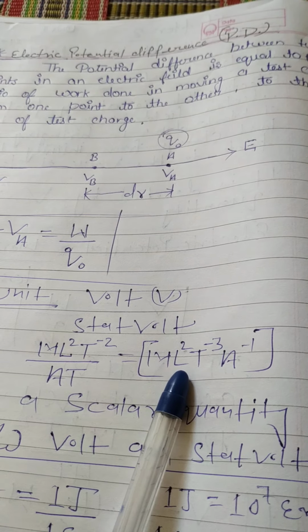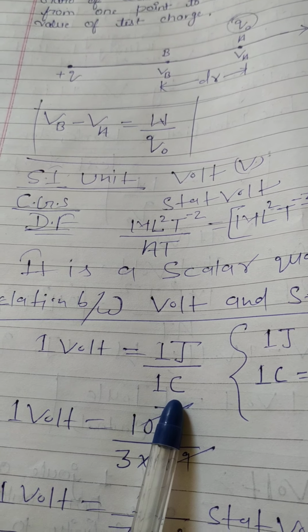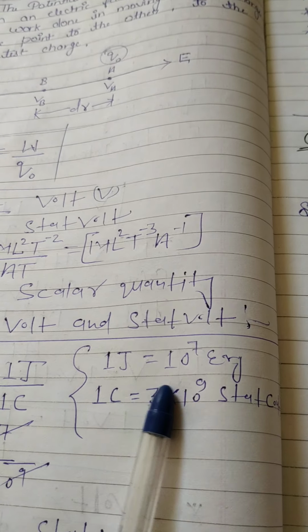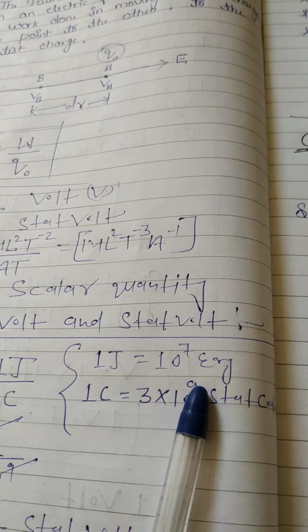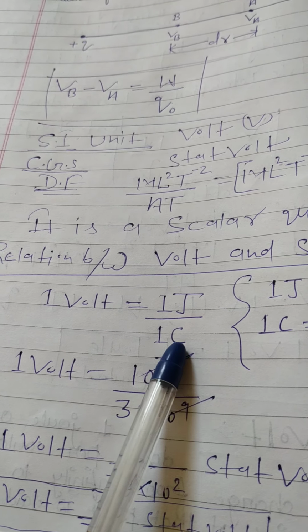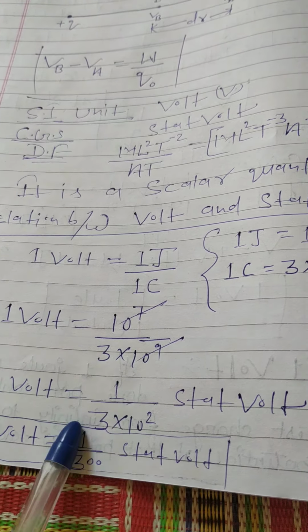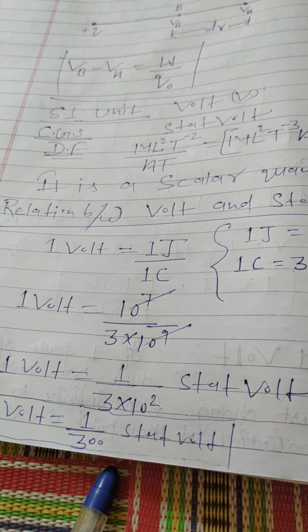Relation between volt and statvolt, that is, between the SI system and the CGS system. 1 volt equals 1 joule upon 1 coulomb. 1 joule equals 10 to the power 7 erg. 1 coulomb equals 3 into 10 to the power 9 statcoulomb. Cancelling, 1 volt equals 1 upon 3 into 10 to the power 2 statvolt, so 1 volt equals 1 upon 300 statvolt.